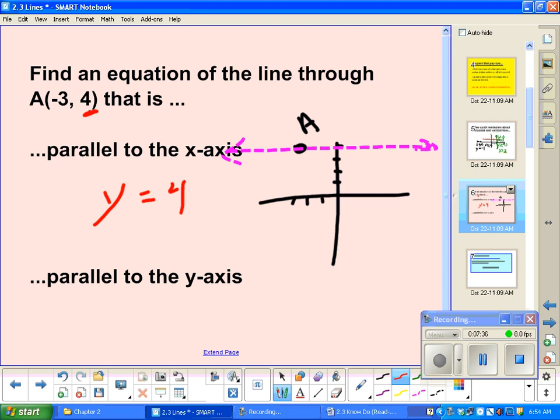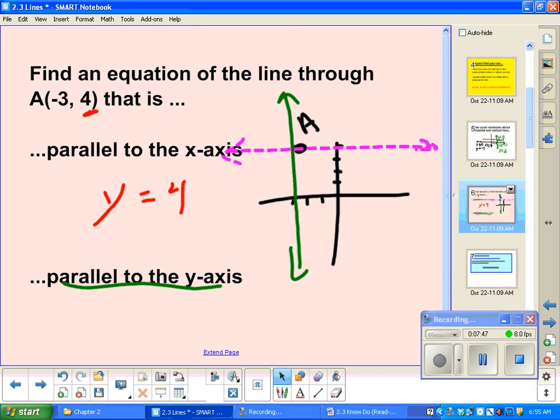If I take the same idea and I draw a line that is parallel to the y-axis, that means I'm going to be drawing a vertical line, and it looks like my line was a little bit off, so I'm just going to slide it over there. Every point on this vertical line has the same x-coordinate, and that x-coordinate is negative 3. So with your vertical lines and horizontal lines, it's fairly simple, and you can just work your way through like that.